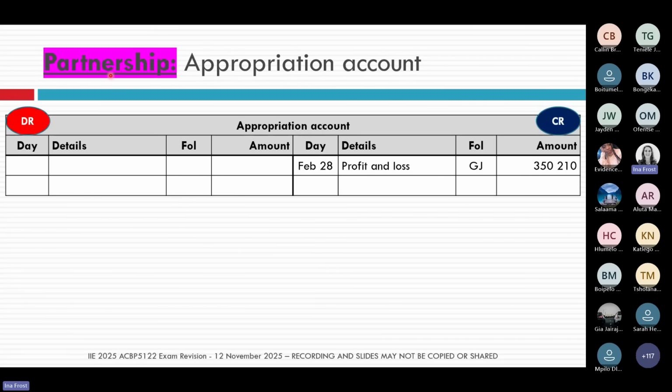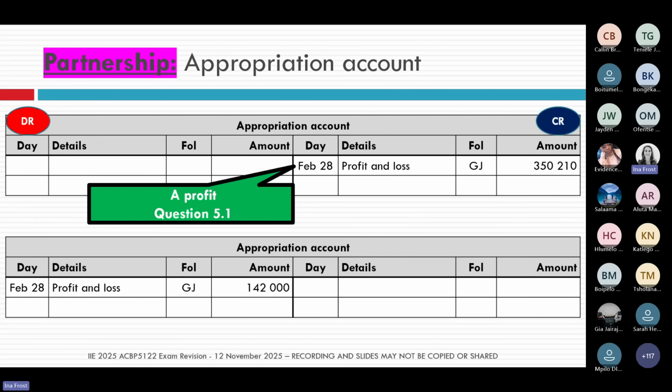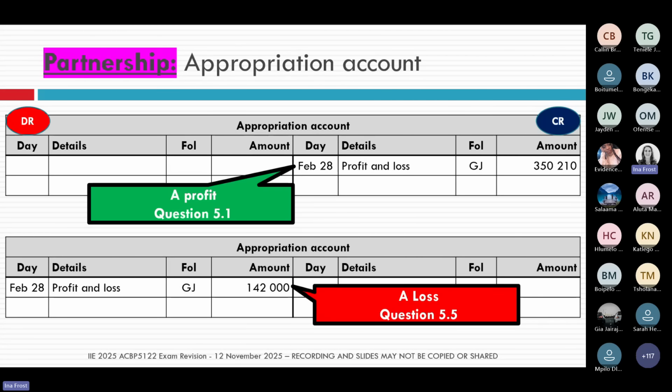We'll begin with an appropriation account in a partnership. As we said, we begin an appropriation account with the current year profit. In this situation, we have a profit, and if you want to look at a question with a profit, you can look at question 5.1. But the partnership may also have made a loss, and for an example of a loss, you can look at question 5.5. If it's a profit, it goes on the credit side, and if it is a loss, we begin it on the debit side.